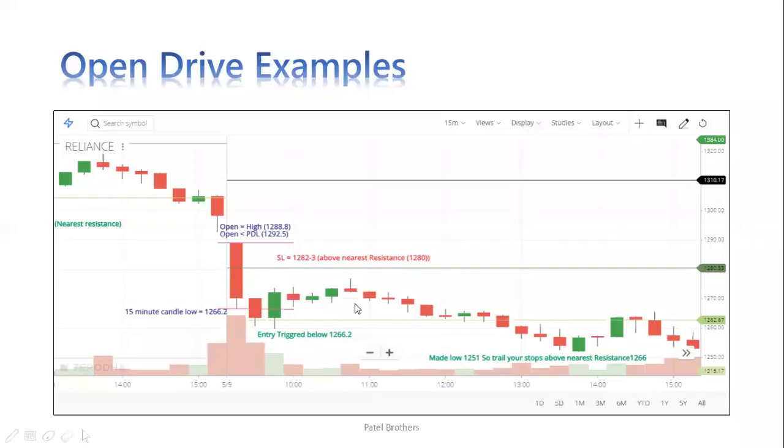So in this setup, you will get a trending day. From where it is falling, you will get the trending day. That is what I meant to say by this setup, open drive.